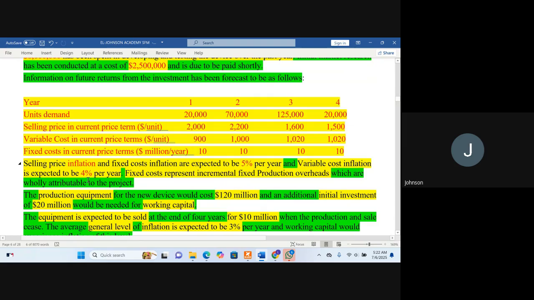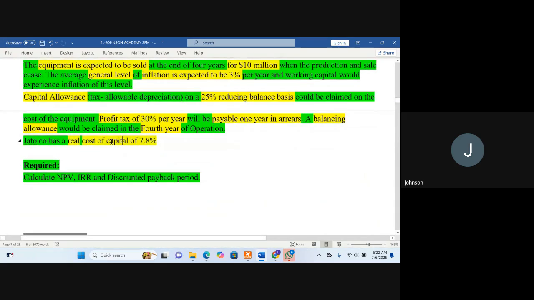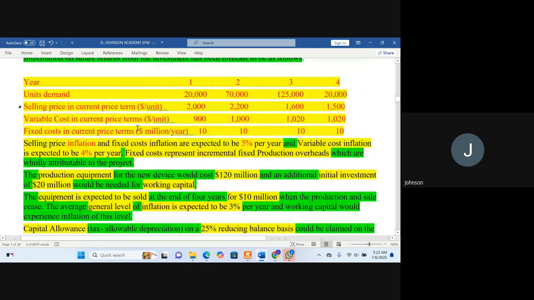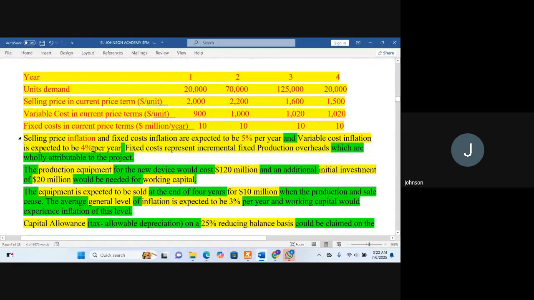So that means that this real cost of capital that they gave us is not what we are going to use. We are also going to inflate our cost of capital. The reason is because our cash flows do not have the same inflation rate.